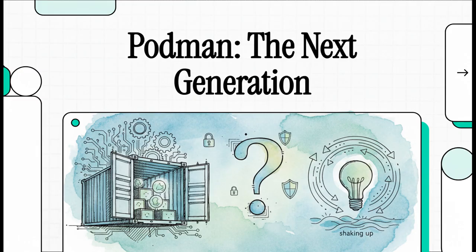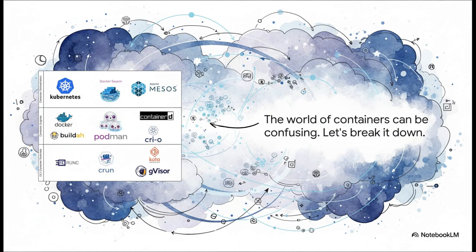Let's get into it. All right, first things first, let's cut through some of the jargon. I mean, you've probably heard all these terms flying around: Kubernetes, Docker, runc, CRI-O. It's a lot, right? It can get pretty confusing to figure out what's what. So, before we dive deep into Podman, let's just take a quick step back and map out the entire container universe. It'll help us see where everything fits.